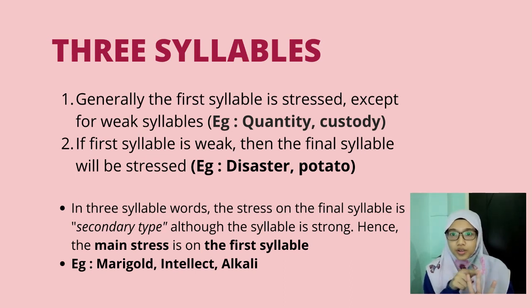For example, words like marigold, intellect, alkali. You can see that in this three-syllable word, marigold, the first one is primary and the last one is the secondary stress. Both of them have stress placement, but the first one is always stronger than the last one.